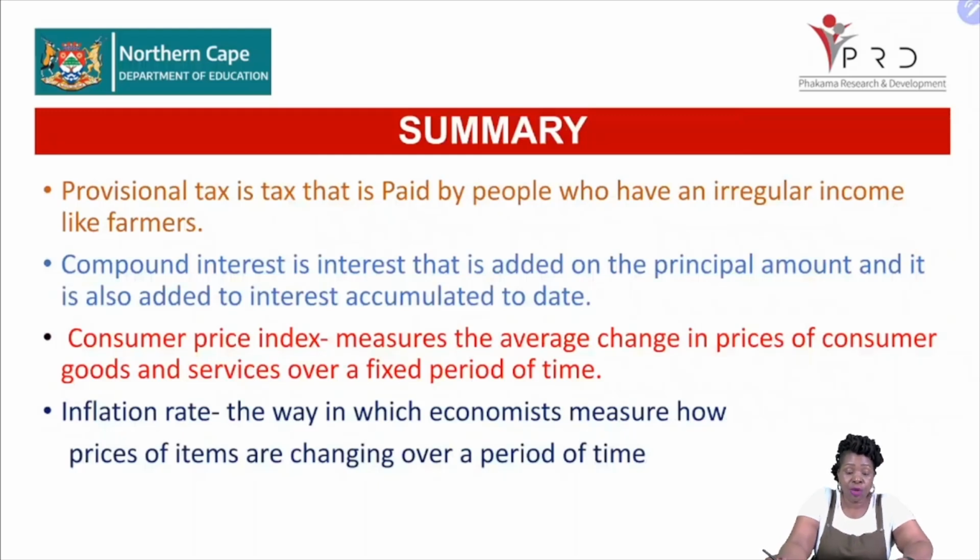And then we said the consumer price index measures the average change in the prices of consumer goods and services over a fixed period of time. And then we say the inflation rate is the way in which economists measure how prices of items are changing over a period of time.